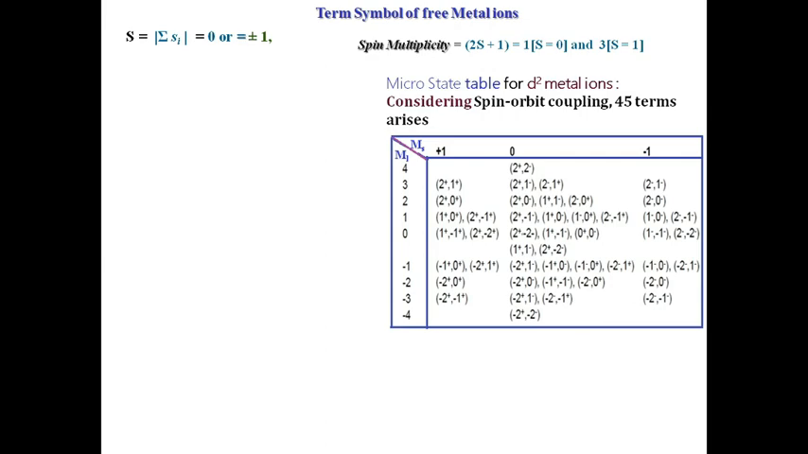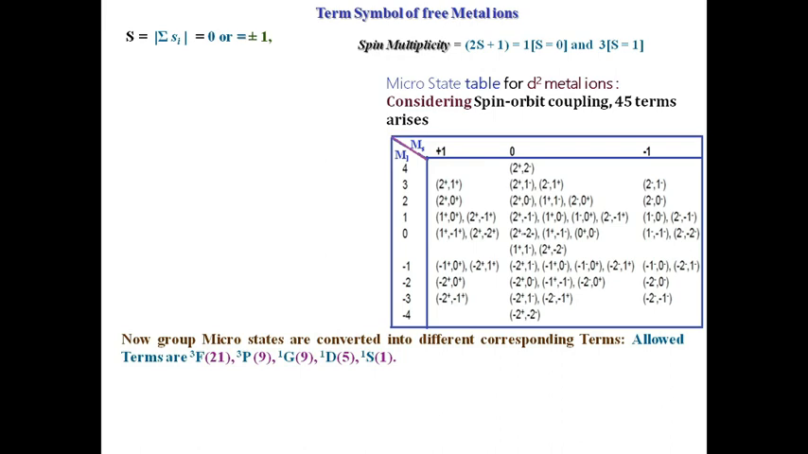side, where 45 possible arrangements of 2 electrons or states are possible. These 45 microstates are covering the 5 terms as we found earlier, that is nothing but 3F containing 21 states, 3P containing 9 states, 1G containing 9 states, 1D containing 5 states, and 1S containing 1 state. The energy ordering of their terms are as shown here, where 3F is lowest in energy and 1S is highest in energy.